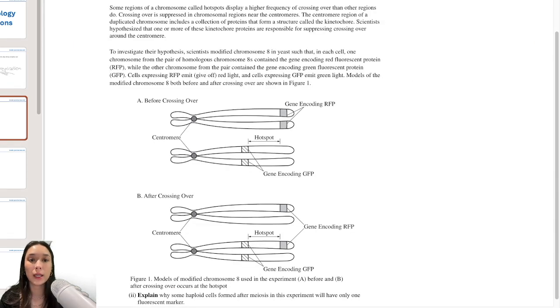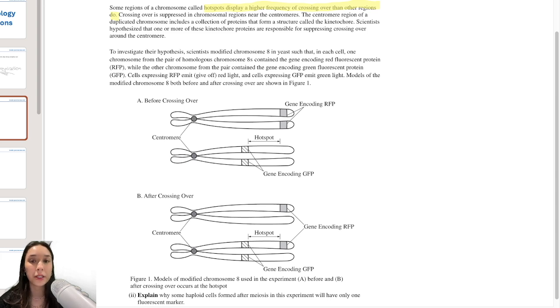Okay, so this is the next part of the question. I'll read through the whole thing and I'll highlight some important parts. So this one says, some regions of a chromosome called hotspots display a higher frequency of crossing over than other regions do. So this is something that we briefly go over, but they do give you the definition here. So we're looking at places where crossing over happens at high frequencies. So crossing over is suppressed in chromosomal regions near the centromeres. The centromere region of a duplicated chromosome includes a collection of proteins that form a structure called the kinetochore.